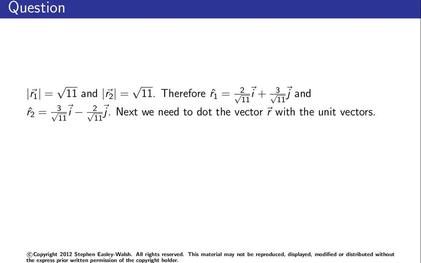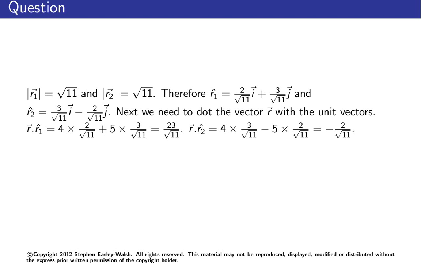Next, we need to dot the vector r with these two unit vectors we've just found. So r dot r1 will be 4 times 2 over root 11 plus 5 times 3 over root 11, which is 23 over root 11. And then we do r dot r2, which is 4 times 3 over root 11 minus 5 times 2 over root 11, which would be 12 minus, I think I have a sign mistake here. 4 times 3 is 12. 5 times 2 is 10. 12 minus 10, that should be 2 over root 11.